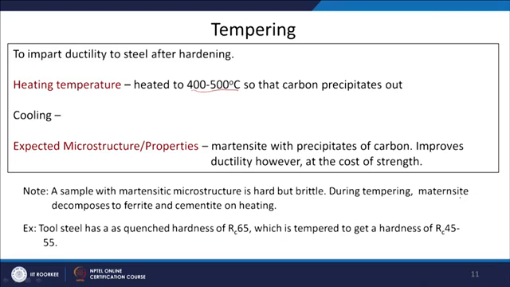Some notes are there. A sample with martensitic microstructure is hard but brittle. During tempering, martensite decomposes to ferrite and cementite on heating. Tool steel has a quench hardness of around 65. We will see what we mean by these hardness values. It is tempered to get a hardness of around RC 45 to 55.